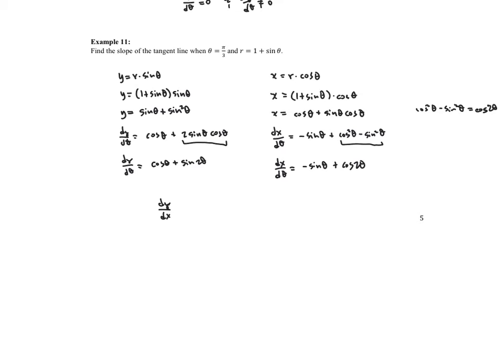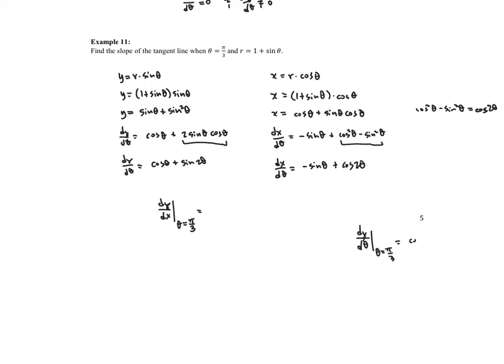My y's are struggling right now. At theta equals pi over 3, dy/dx is going to be dy d theta at theta equals pi over 3 over dx d theta at theta equals pi over 3. So let's do a little side work. dy d theta at theta equals pi over 3.